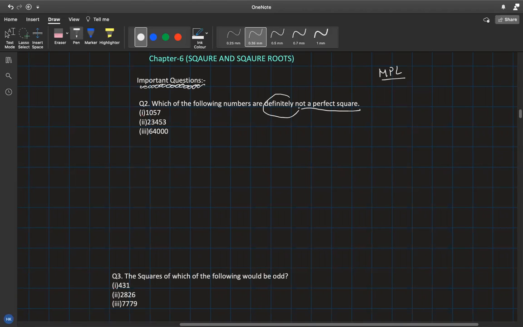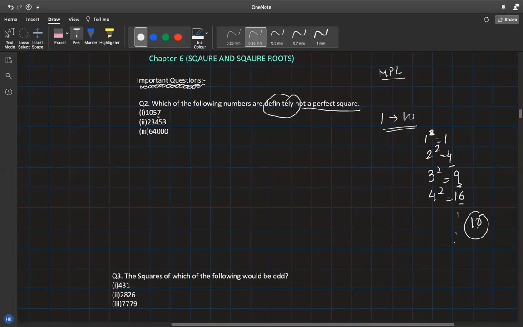Whenever the word definitely or obviously comes, it means that without doing any calculation, you just have to apply your logic. What logic? Between the numbers from 1 to 10, whichever square you have taken out, you have to see the last digit. Like 1 square is 1, 2 square is 4, 3 square is 9, 4 square is 16, and so on. You have to notice the last digit, and do this till 10.